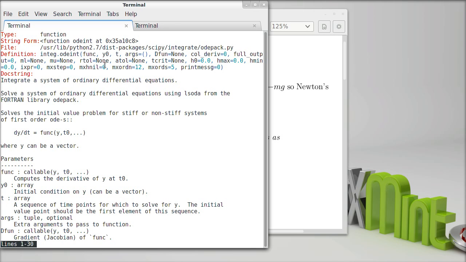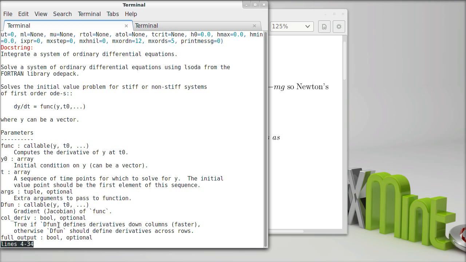The t that we also pass in is an array, as it calls it, a sequence of time points. These are the times at which we want to solve the system. The way we've discussed this in class is equally spaced time steps. It doesn't need to be equally spaced, but that's a convenience that we'll typically use. The initial value should be the first element of the sequence, so y0 should be the values of y at the first time in this array. And then, of course, args are optional things that are passed to our function.